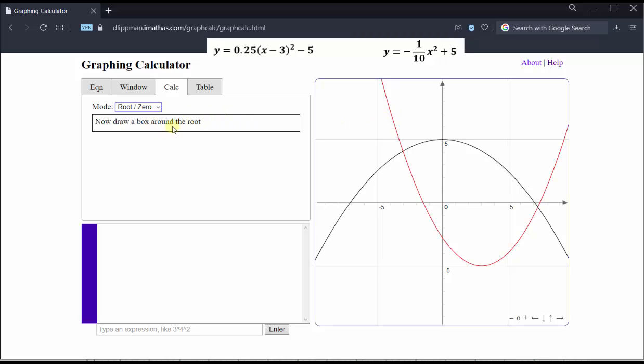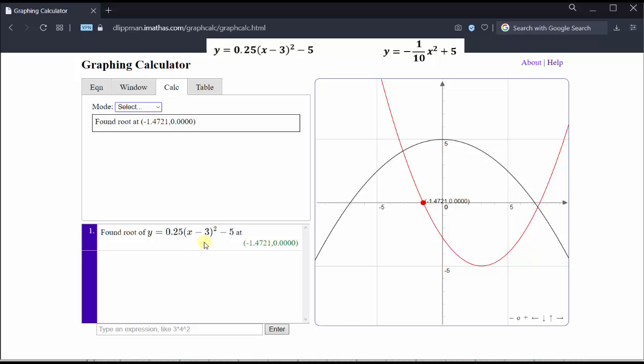Next, we're asked to draw a box around the root, so we draw a box around the x-intercepts, but one at a time. Let's first find the x-intercept on the left, so we click, hold, and drag a box around the x-intercept. When we let go, the horizontal intercept is given as an ordered pair. It's also given here in the lower left in the calculation window.